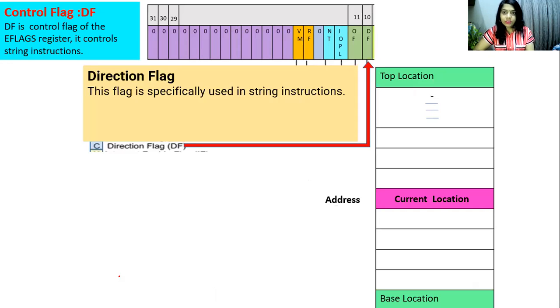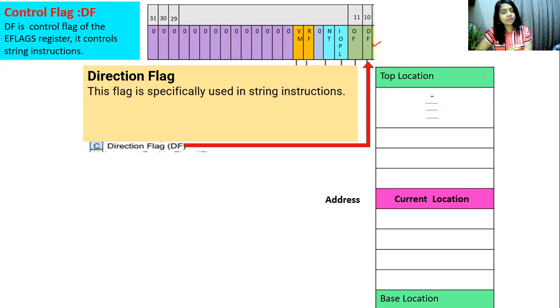So let's start with the direction flag, which is a control flag. Now, what does this flag do? The direction flag is here. This flag is specifically used in string instructions. String instruction means when the data is saved sequentially in memory, then we call it a string of data, or you can call it a block of data.